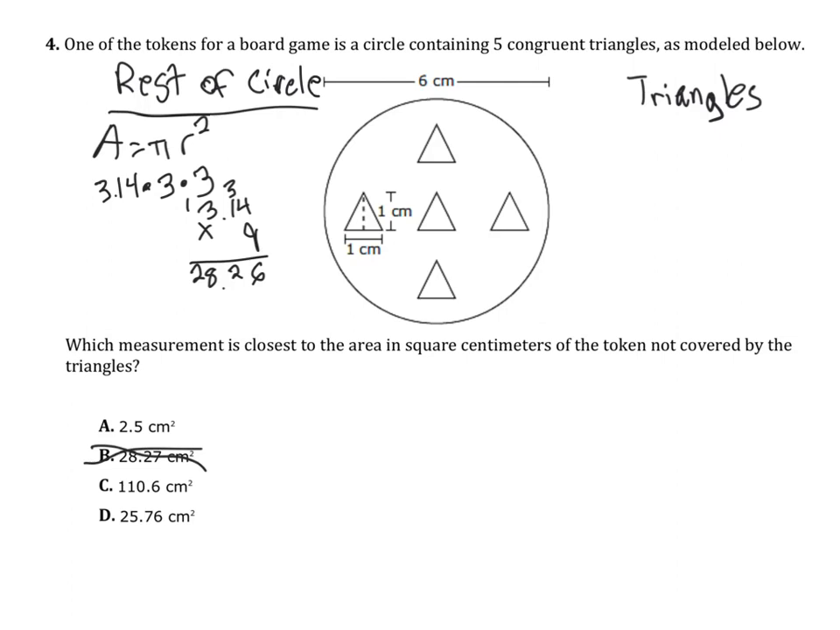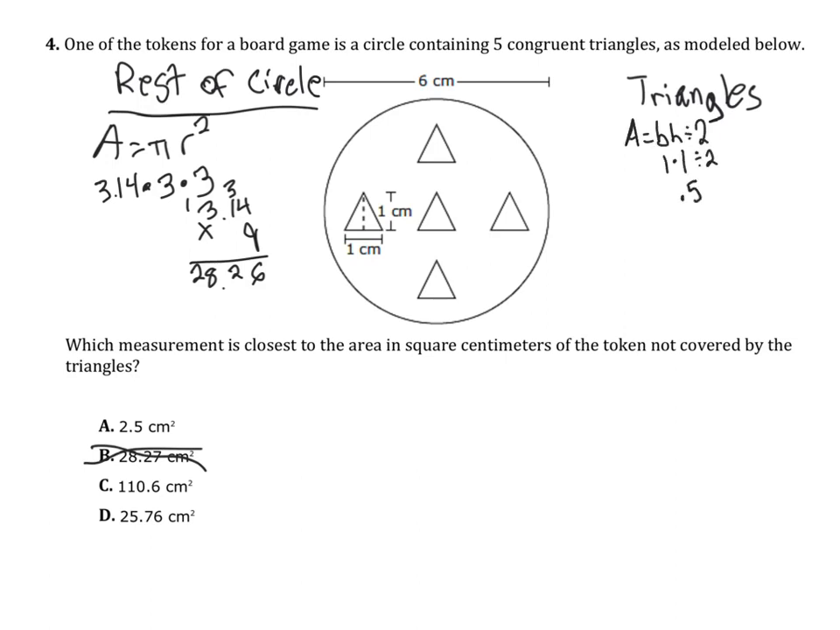Now we need to figure out the area of the triangles. So one triangle has a base of 1 and a height of 1. So for area of a triangle, we have A equals base times height divided by 2. So if the base is 1, the height is 1, then we divide it by 2. 1 times 1 is obviously 1, divided by 2 is 0.5, or 1/2.